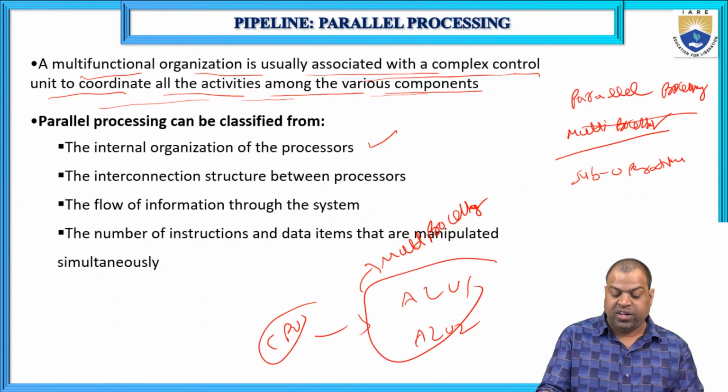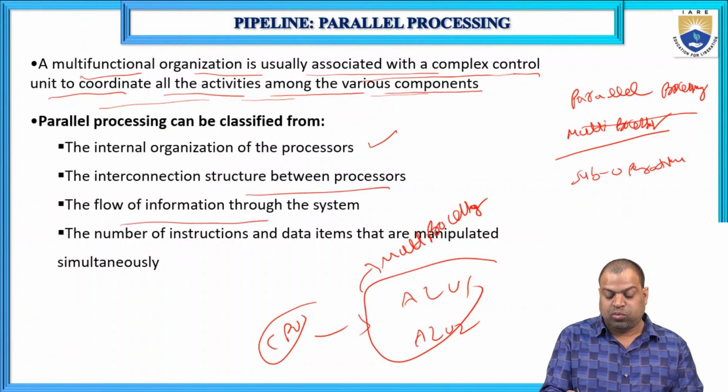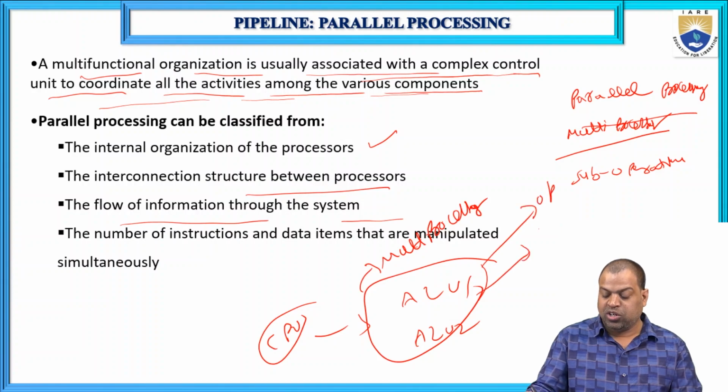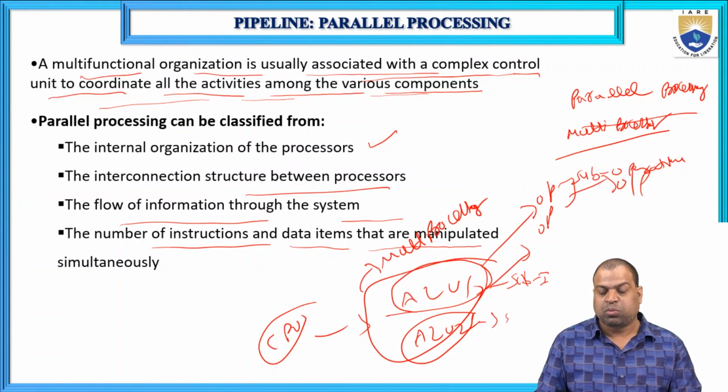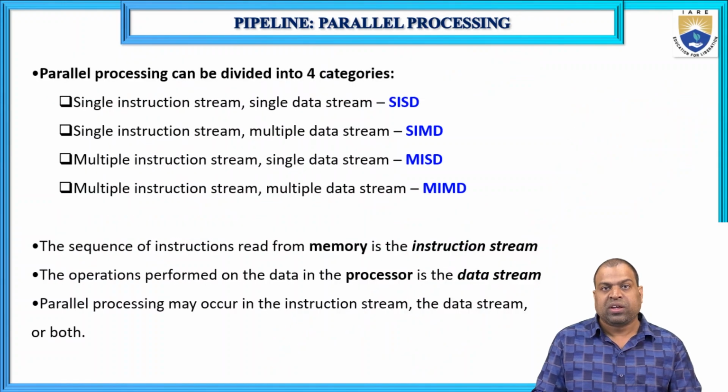So interconnections we need to perform, and the flow of information through the system. So ALU 1, what is the output? ALU 2, what is the output? So what is the final output? And the number of instructions and the data items that are manipulated simultaneously. So ALU 1 is performing one sub operation or sub instruction, ALU 2 another sub operation. So how many sub operations are performing? What is the total operation and what is the total output? That will be manipulated simultaneously. So these are the classifications of parallel processing.